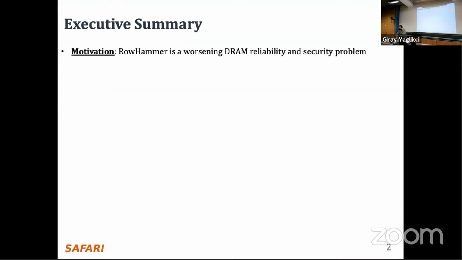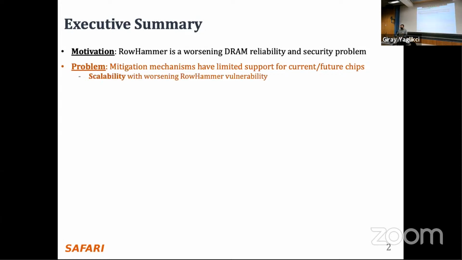So I'll quickly move to the executive summary. In this work, we tackle RowHammer again as a worsening DRAM reliability and security problem. The problem we are tackling is that mitigation mechanisms have limited support for current and future DRAM chips. This has two components, basically. One is scalability with worsening RowHammer vulnerability.